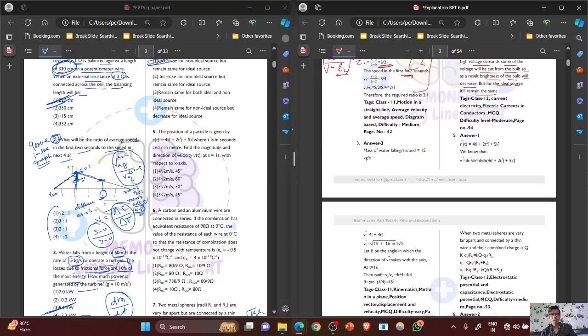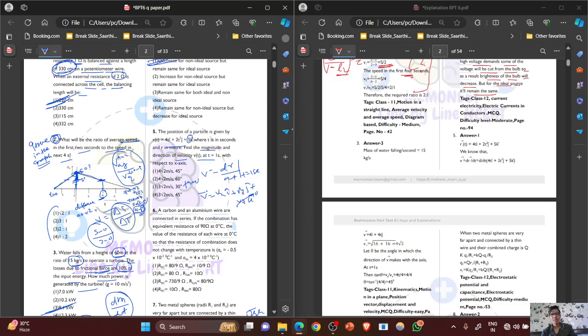Moving ahead, the position of a particle is given by this. Find the magnitude and the direction of velocity at t equals 1 second. Velocity, you know, is dr by dt. Put the value t equal to 1 second. For the direction, you just need to calculate the v vector, that will be vx i cap plus vy j cap plus vz k cap. As here vz k cap will be 0.